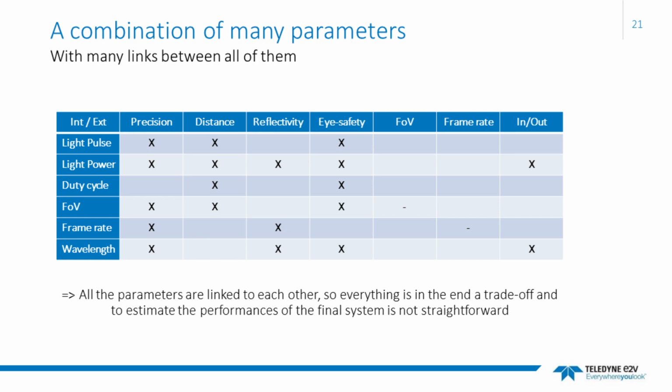Here you have a table summarizing all the links that can be direct or indirect between internal and external parameters of a system based on time of flight. So in the end, it is not straightforward to estimate the output parameters of a system without a complete study, and many of these parameters need to be traded off.